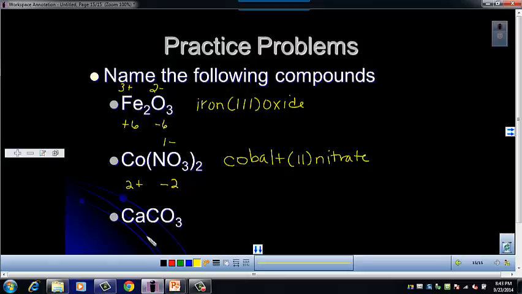Okay, let's try this one. Think about the elements. Calcium. Do we know the charge on calcium? Actually, we do. It's a 2 plus. And carbonate is a 2 minus. So it's already a neutral compound. Calcium's in group 2, so we don't have to name the charge. We're just going to call that calcium carbonate.